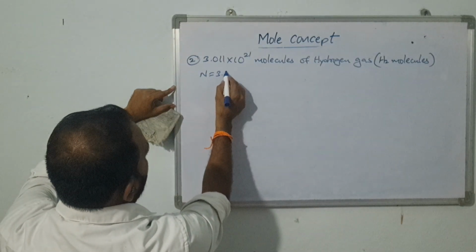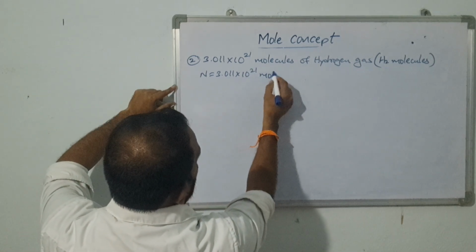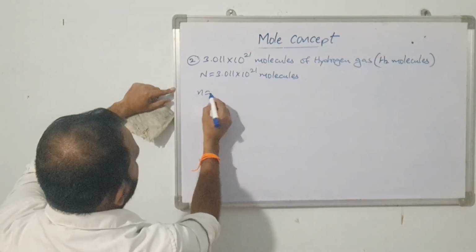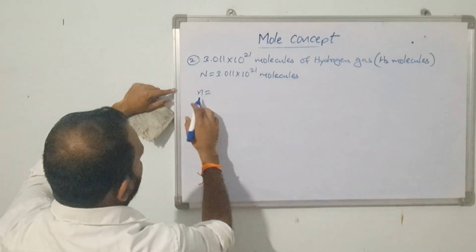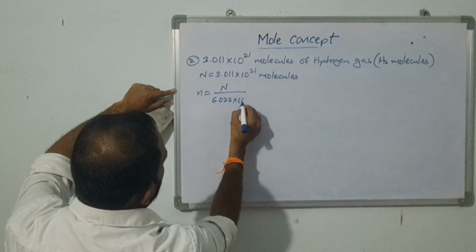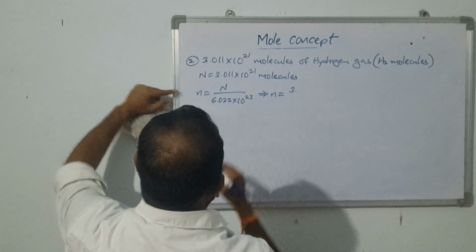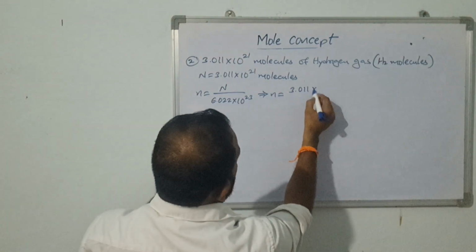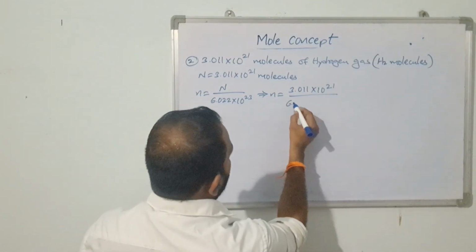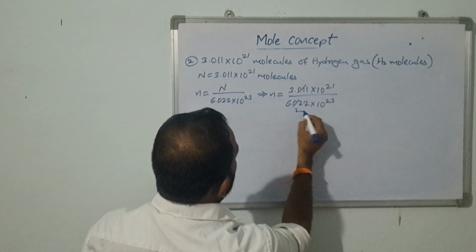N value is 3.011 into 10 power 21, and molecular form must contain molecules. So let's substitute these values in the equation. Number of moles is equal to N by Avogadro number, that is 6.022 into 10 power 23. So here N value is 3.011 into 10 power 21 divided by the Avogadro number, this very important value, 6.022 into 10 power 23. So 1 by 2.